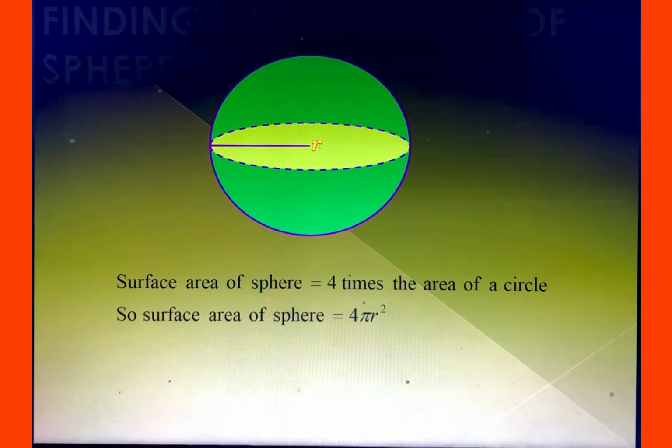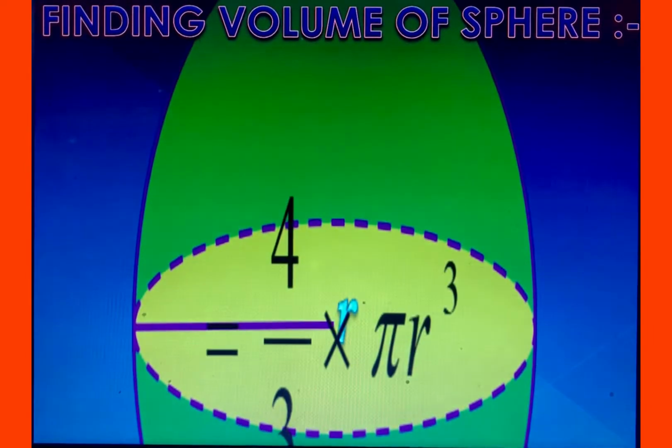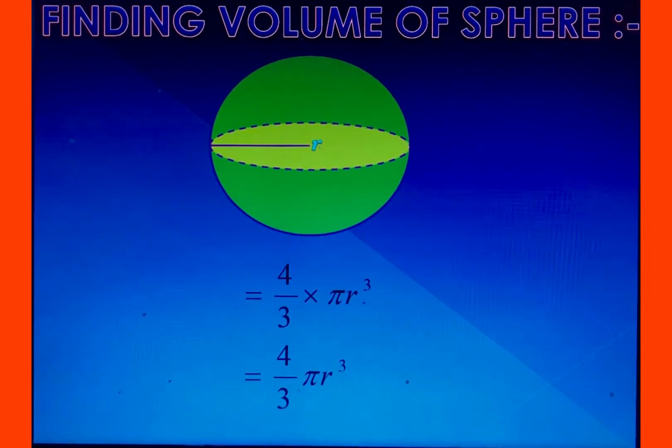So you know that area of circle is pi r square. So 4 times area, 4 pi r square, this is the total surface area of the sphere. Now how can we find the volume of the sphere? So here very easy, 4 by 3 pi r cube, this is the volume of sphere, and the unit again cubic units.